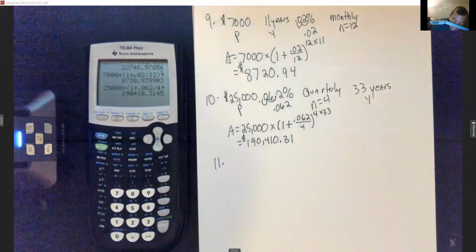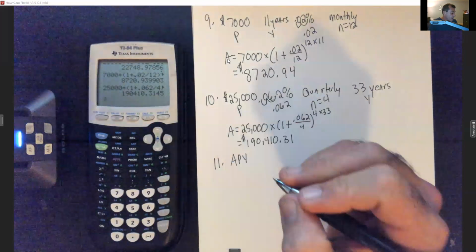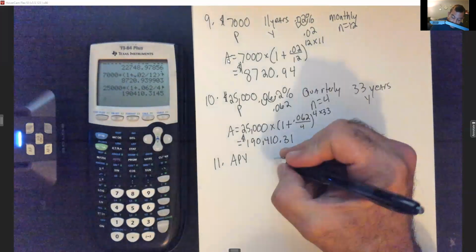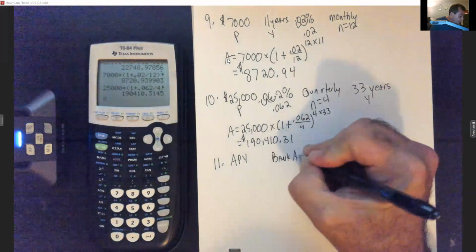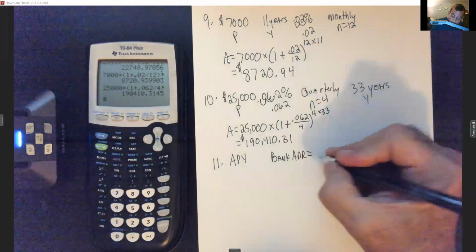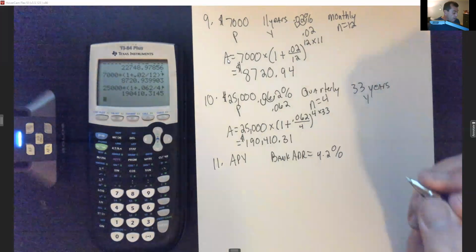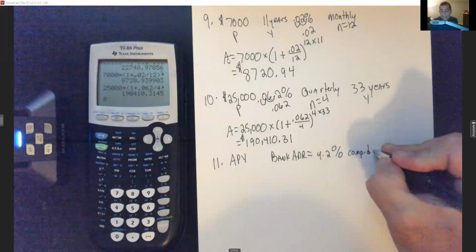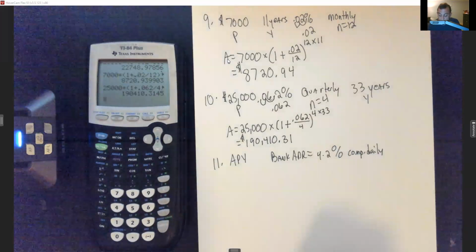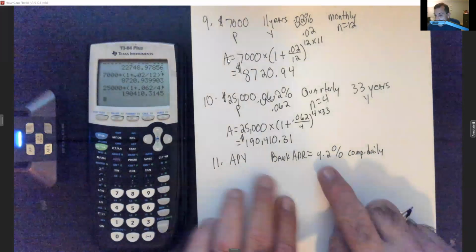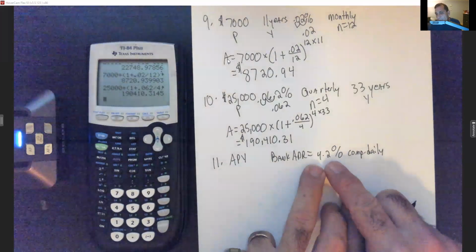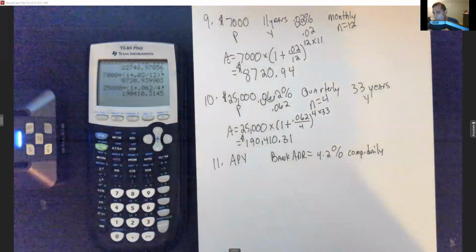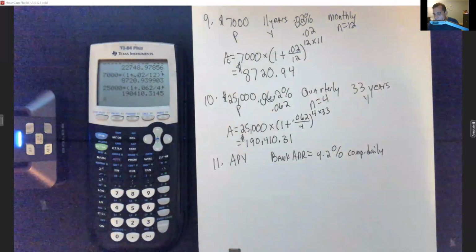Now we're going to find the annual percentage yield in the following situation. A bank offers an APR, so the bank APR is going to equal 4.2% compounded daily. So on this one, you're just wanting to see if our APY is actually better than this 4.2, because when you compound it a lot, you actually get more money than you would think, because it gets you a little bit extra due to all the compounding.